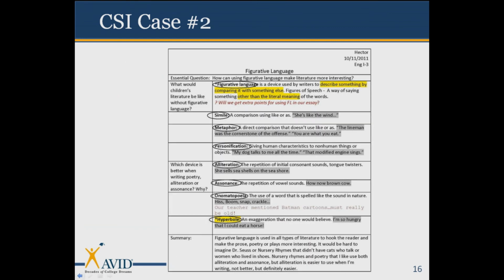What about case number two? We're going to look at Hector's notes here about figurative language. I know some of you guys are doing most of your notes on your computer or on a tablet. And so some people say, well, we can't do repetitions on Cornell notes if we do our notes on a computer.